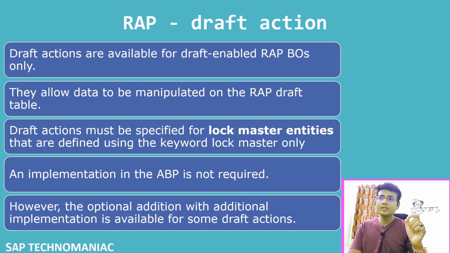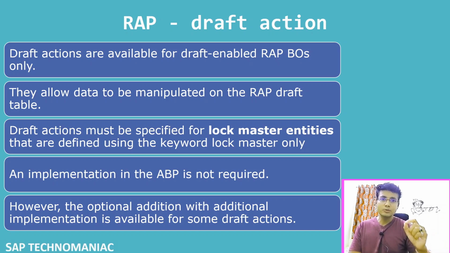Fourth pillar of the draft is the RAP draft actions. These actions are only available if your business objects are draft enabled. What is the use of these actions? They will manipulate the data on the draft table. They will add the data, delete the data, or modify the data on the draft table.